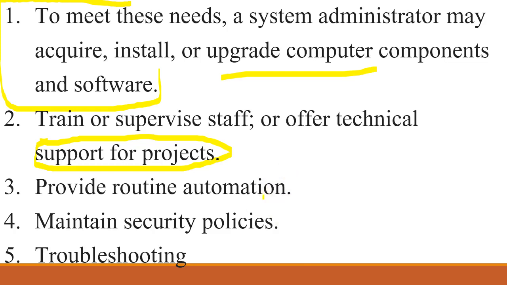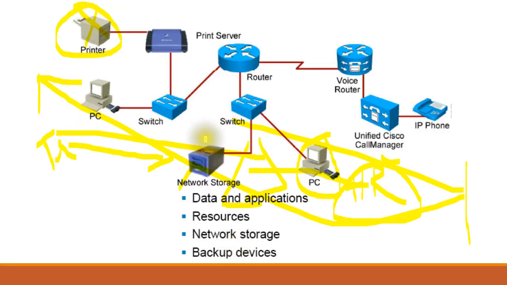Provide routine automation. You can run a couple of scripts to do automation work, just like shut down certain systems at a specific point of time. Maintain security policies. You will have to create or define, you will have to apply certain policies, just like I told you, HR data should not be accessible to the training guy. Troubleshooting, if anything is down inside this infra, if this printer is not reachable or accessible from here, you have to fix that problem. You will have to verify what is the root cause, what is the solution.